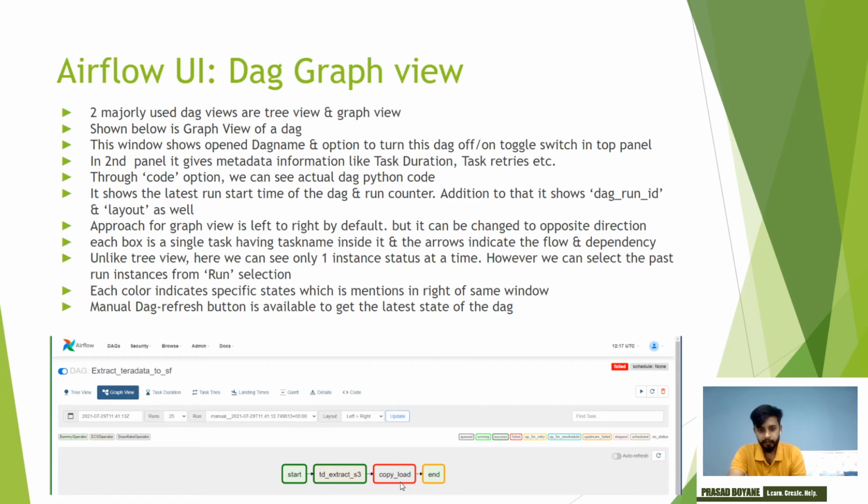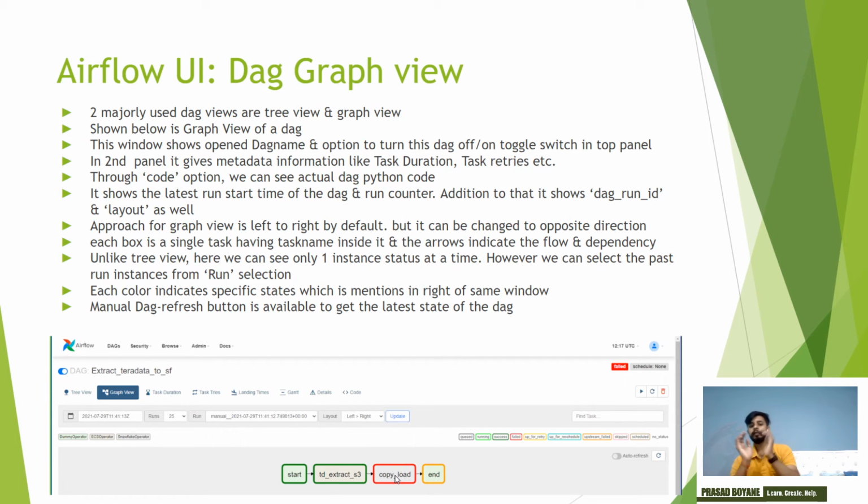So these are multiple tasks. If you see, dark green means executed successfully. Okay, start and extract s3. So we are extracting data from s3, which is nothing but a file storage on Amazon cloud. So that is completed. Copy load is a task. This is red, that means it failed.